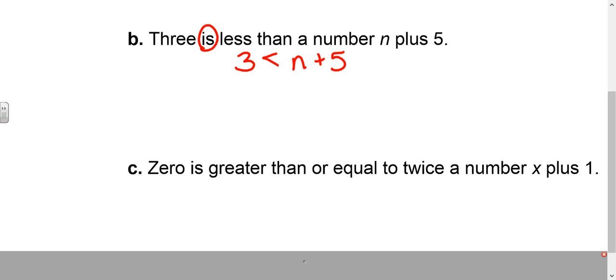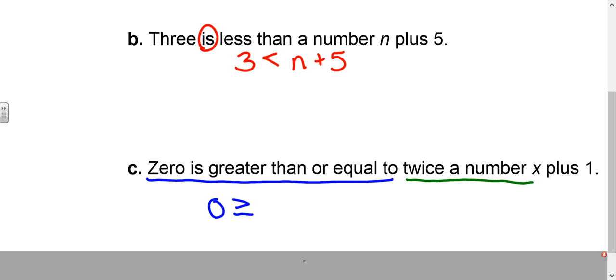0 is greater than or equal to twice a number x plus 1. So we break that apart. We have this part: 0 is greater than or equal to. So 0, and then remember, greater than points to the right. So greater than or equal to. The bar underneath means equal to. And then we have twice a number x. Whenever you have twice a number, that means you're multiplying it by 2. So we have twice a number x, so 2x plus 1. There we go. All right, pretty simple.